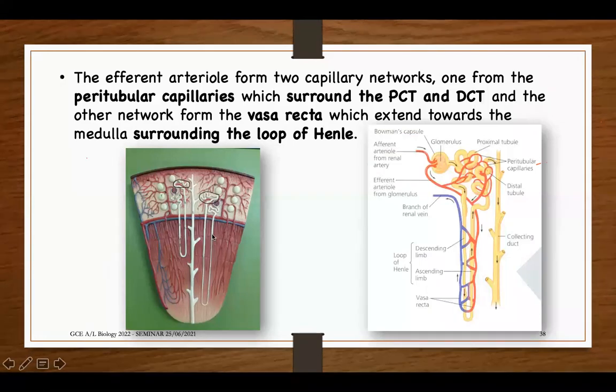Then the efferent arteriole forms two capillary networks, one called the peritubular capillaries. So in the picture, they have given the peritubular capillaries that are surrounding the PCT and DCT, and the other network is the vasa recta that is in the bottom that surrounds the loop of Henle. Okay, the efferent arteriole that had the smaller diameter and one that brought blood out of the glomerulus forms two capillary networks, peritubular capillaries that surround the PCT and DCT, and vasa recta that surrounds the loop of Henle.